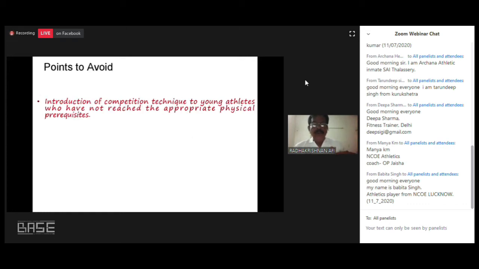And what are the points to avoid? Please don't start the competition technique with young athletes until and unless the athlete has reached the appropriate physical prerequisite for that. And avoid implements of improper size, weight, or aerodynamic qualities. So, for example, we should not teach a javelin thrower with a brick or a thing which does not have any aerodynamic qualities.